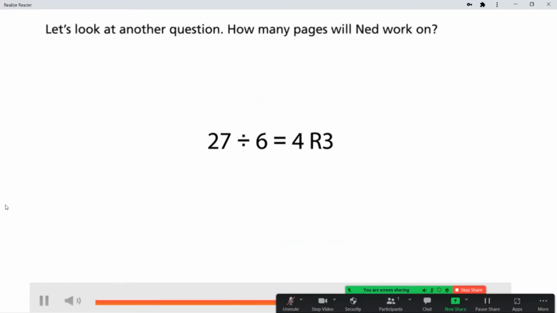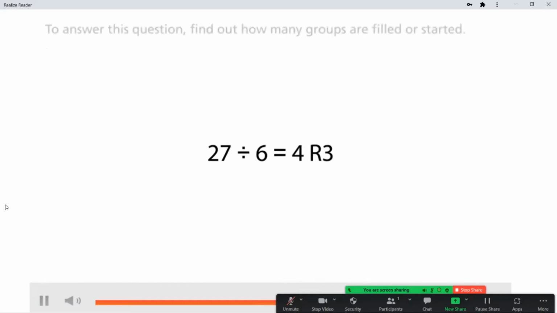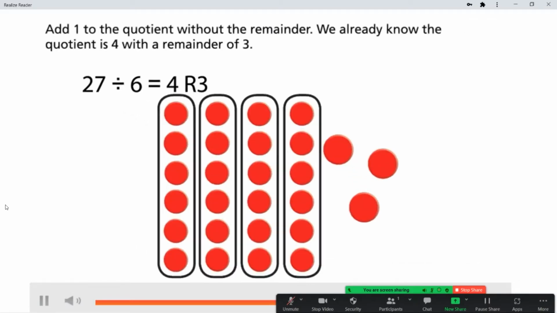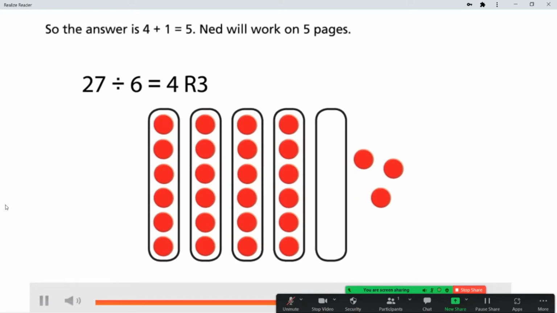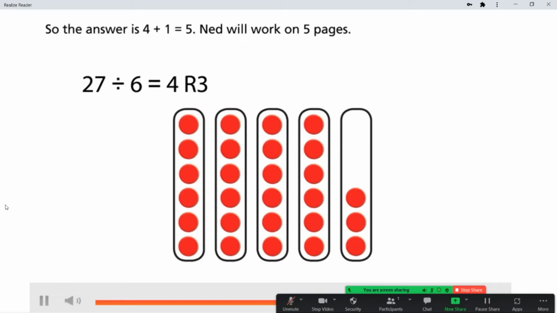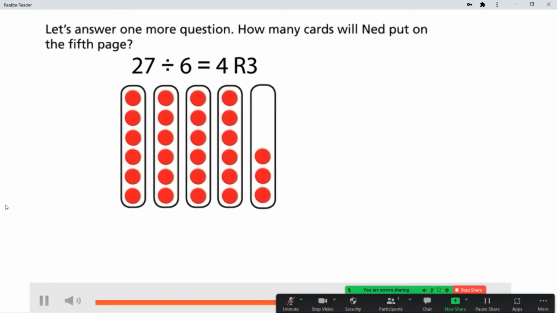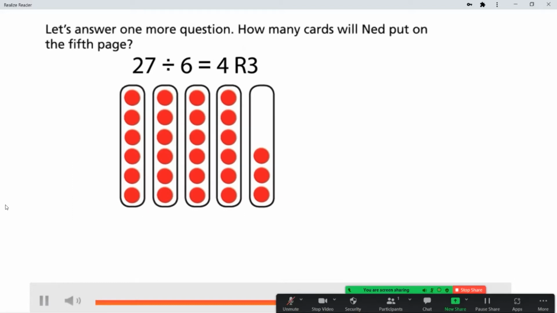Let's look at another question. How many pages will Ned work on? To answer this question, find out how many groups are filled or started. Add 1 to the quotient without the remainder. We already know the quotient is 4 with a remainder of 3. So the answer is 4 plus 1 equals 5. Ned will work on 5 pages. Let's answer one more question. How many cards will Ned put on the 5th page?